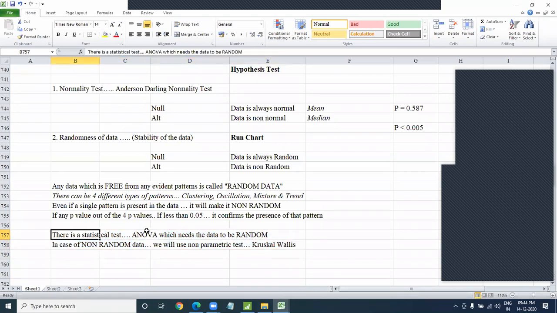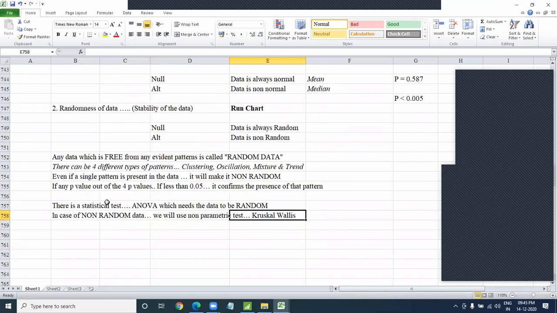When we do this test ANOVA, this is a prerequisite: whenever you're going to test ANOVA, the data must be random. If you know the data is non-random, you cannot do ANOVA. Instead of ANOVA, you will end up doing a Kruskal-Wallis test, which is a test for non-normal data. We'll be using that. So these are the two purposes of randomness. Are we clear about this randomness part? Okay, perfect.